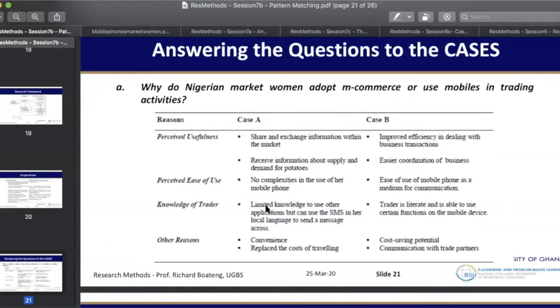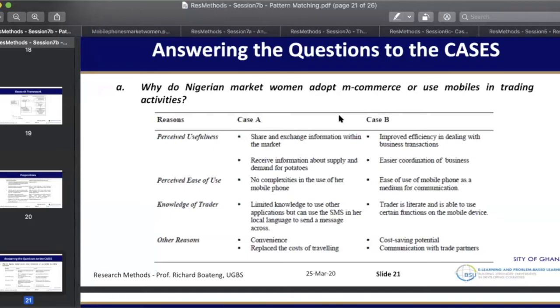So to be able to find answers to the case, we need to do cross-case analysis as well as pattern matching. According to the literature, we are looking for patterns to ensure this: perceived usefulness, perceived ease of use, knowledge of the trader, and other reasons. So according to the literature and then theory, people will adopt mobile phone because of perceived usefulness, perceived ease of use, and the knowledge you have. And there could be other reasons. So in case A, can we find evidence to show that there is perceived usefulness? And in case B, can we find the same thing?